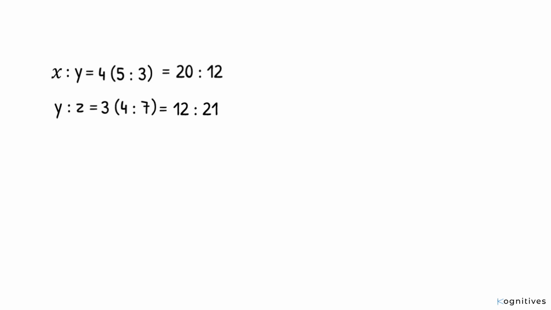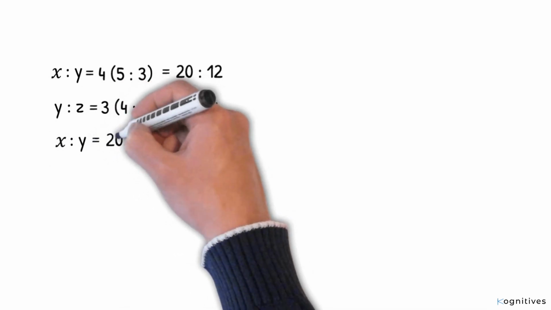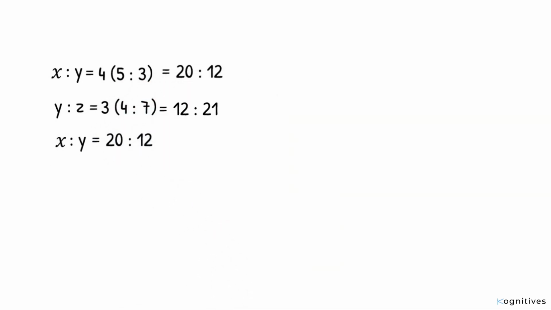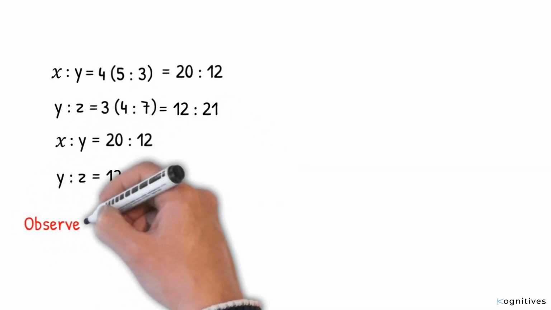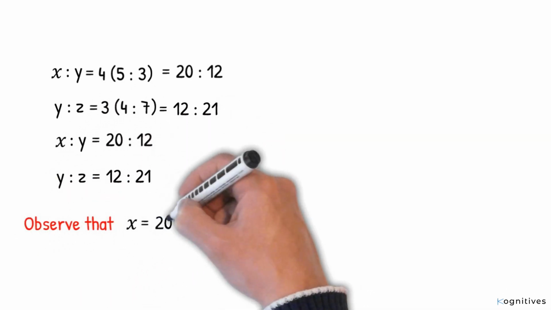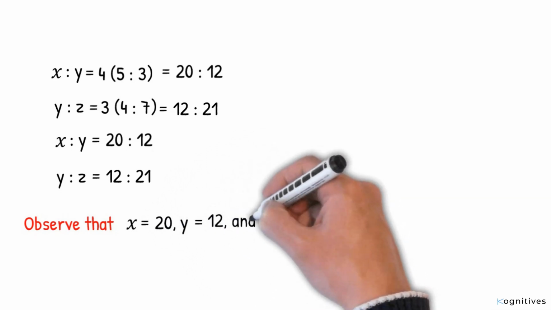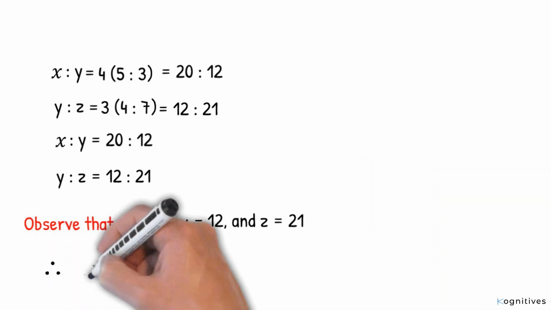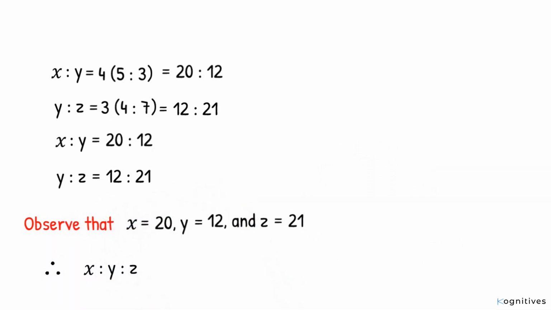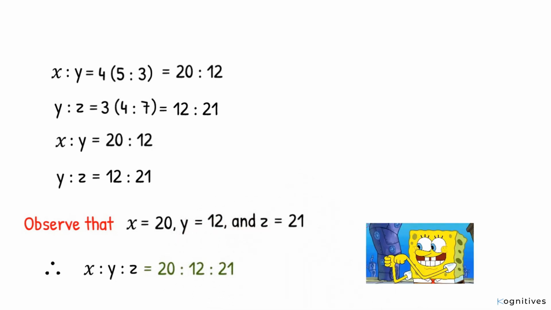Now, what I now have here is S ratio Y, which is 20 ratio 12, and then Y ratio Z, which is 12 ratio 21. Now, observe here that S is equal to 20, Y is equal to 12, and Z is equal to 21. Therefore, S ratio Y ratio Z is equal to 20 ratio 12 ratio 21. And that is the answer to the question.